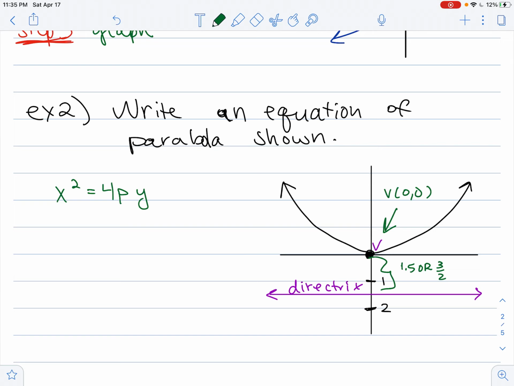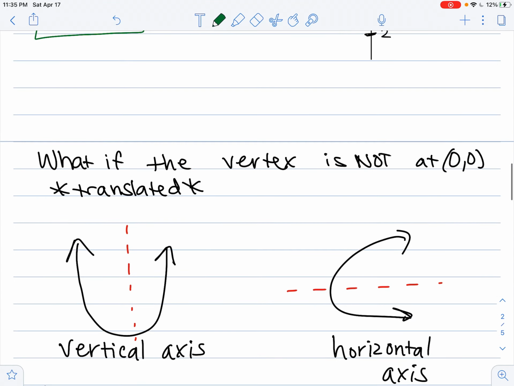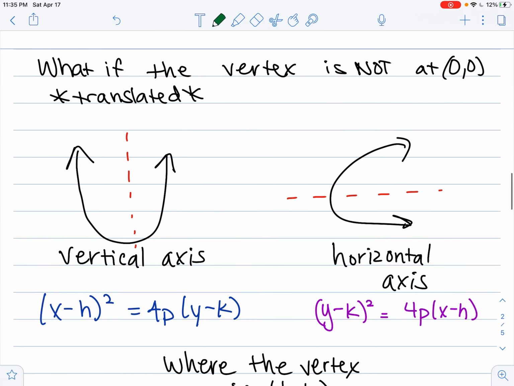So we're looking at x squared equals 4py. So here's what I know. This is my value of p. So I'm going to plug that in. x squared equals 4 times p times y, which that's all part of it. And we're left with 12 over 2 y, which is 6y. And that's my answer.